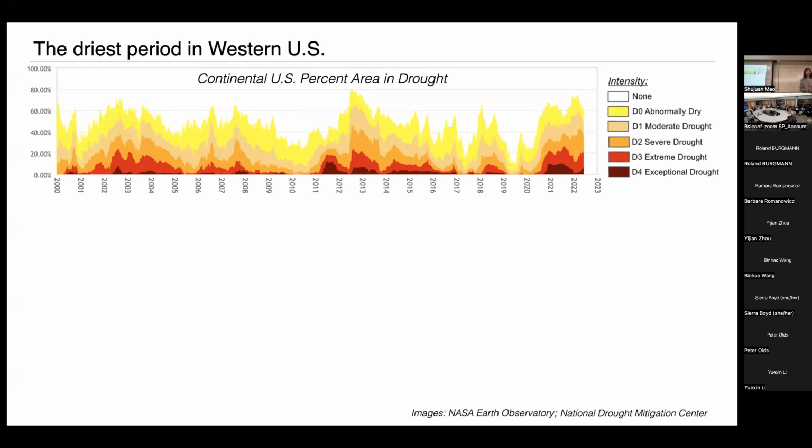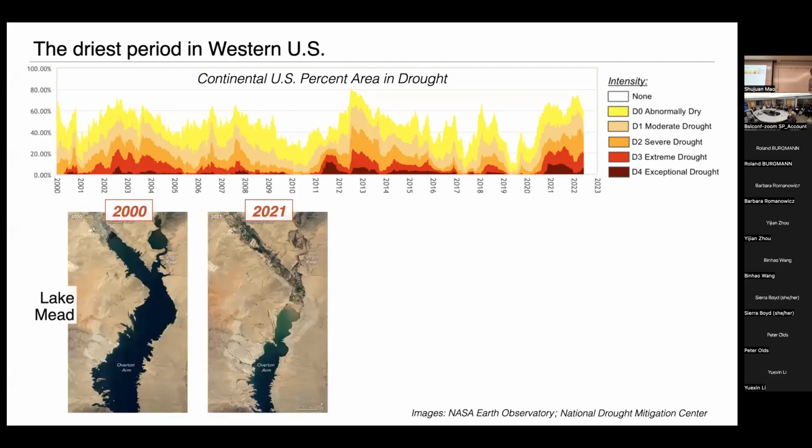And one severe consequence of this global warming is the drought. So in recent years, historic levels of drought have been ravaging numerous regions worldwide, including the United States in particular, as shown in this diagram, over the past 2 decades. The lower left figures compare Lake Mead, which is the largest reservoir in the States, in 2000 with adequate water storage, and in 2021 at a record low.